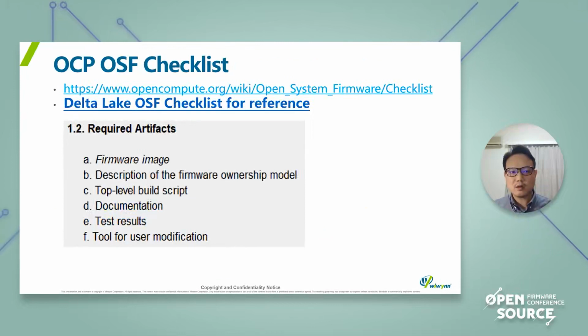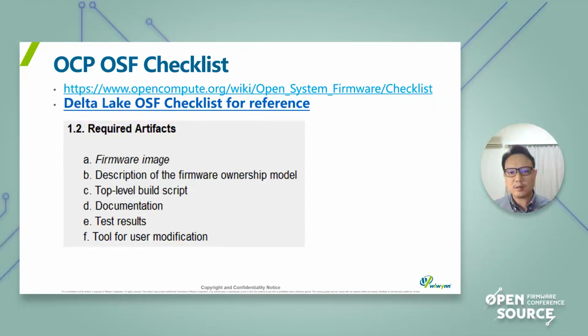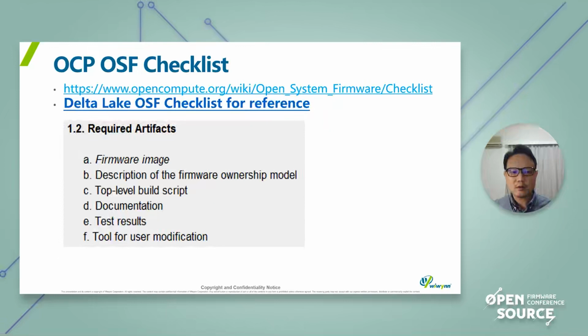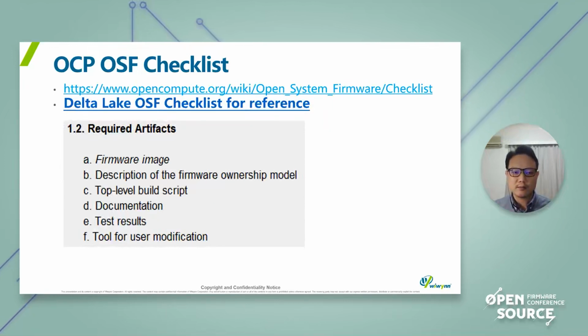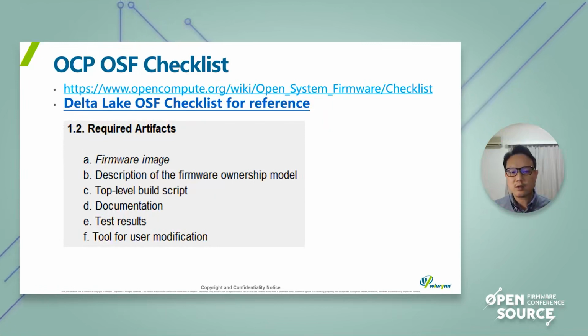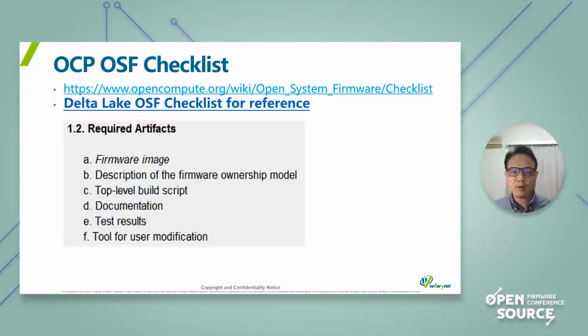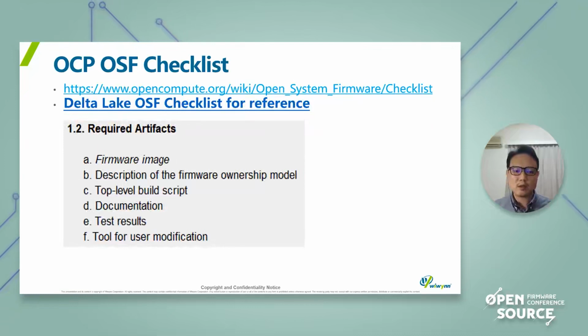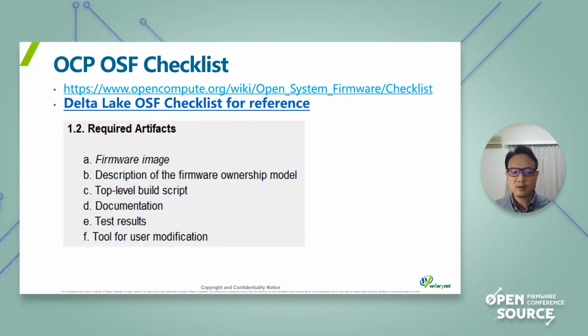So to get OCP accepted, here's a link to the checklist and also the link to the Delta Lake OSF checklist for your reference. Section 1.2 of the checklist lists the required artifacts we need to submit: firmware image, description of the firmware ownership model, top-level build script, documentation, test results, and tool for user modification. I will introduce most of the items here.